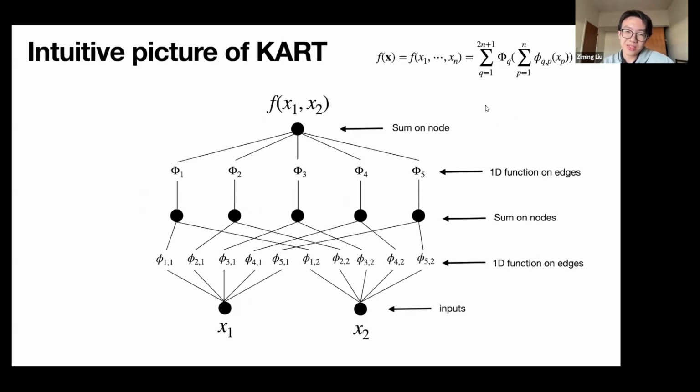To make things simple, let's consider we only have two inputs, and then the representation tells us the hidden layer, 2n plus 1, now becomes 5, meaning that there are 5 hidden neurons in the hidden layer. For example, the first hidden neuron takes in x1 with some nonlinear transformation phi 1,1, and also takes in x2 with some nonlinear transformation phi 1,2, and then sums up these two signals. And you do the same thing for all the other neurons.